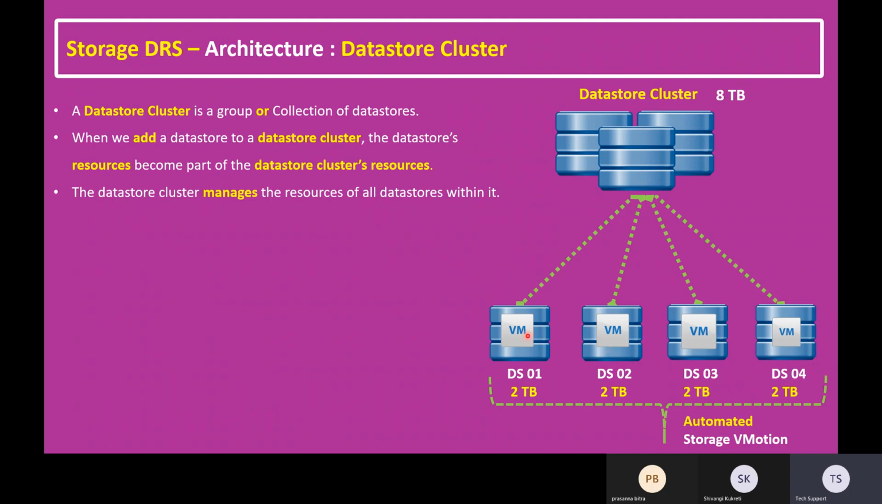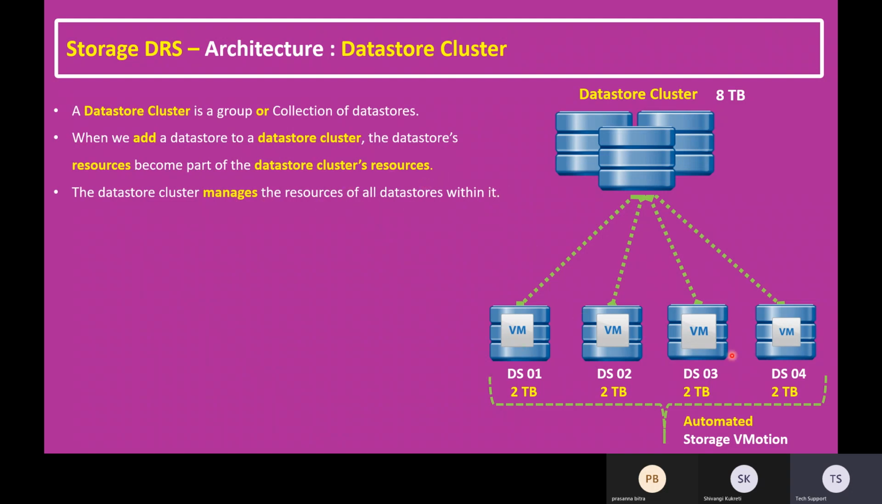When we add these data stores to a data store cluster, the data store resources become a part of the data store cluster resources. In this diagram each data store is 2 terabytes, so we have 4 multiplied by 2, and the total data store cluster size is 8 terabytes. The same point is highlighted here: the data store resources become a part of the data store cluster resources. So when we collect all the 2 TB data stores, it becomes a total 8 TB data store cluster, and the data store cluster manages the resources of all data stores within it.